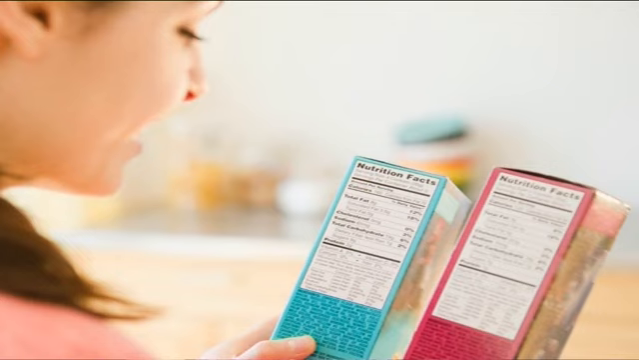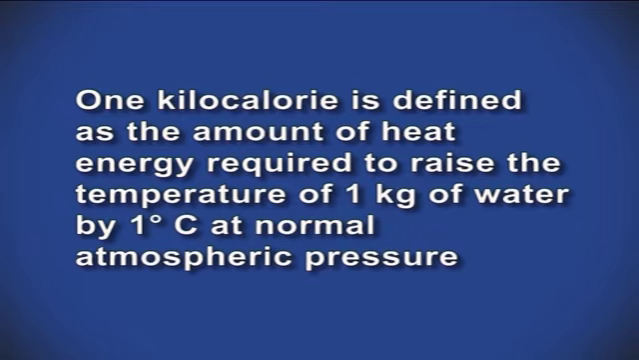Next is units of energy. All forms of energy are interconvertible. The energy value of a food is expressed in kilocalories. 1 kilocalorie is defined as the amount of heat energy required to raise the temperature of 1 kg of water by 1 degree Celsius at normal atmospheric pressure.